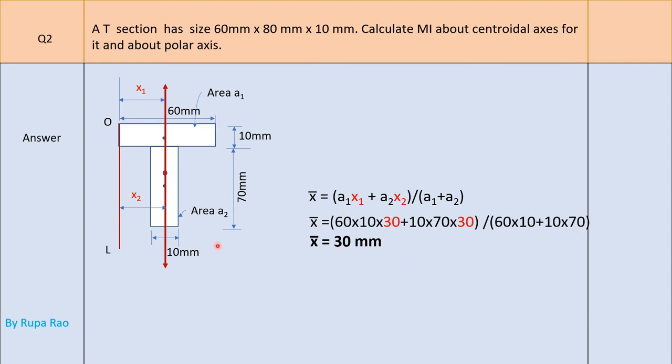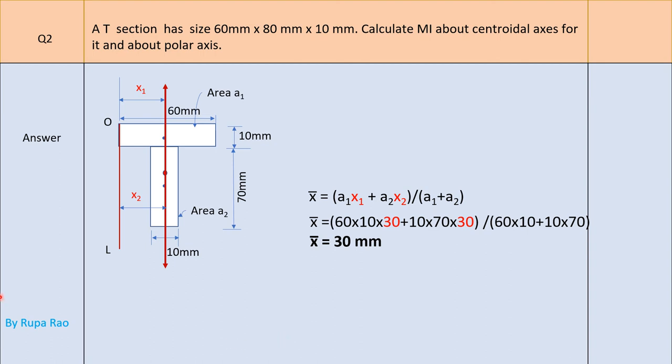So in the exam, if you know that your answer is going to be 30, you are very sure x1 is equal to x2, so x bar also will be 30. You can straightaway write, due to symmetry, x1 is equal to x2 is equal to x bar is equal to 30 mm, without doing any of these lengthy calculations.